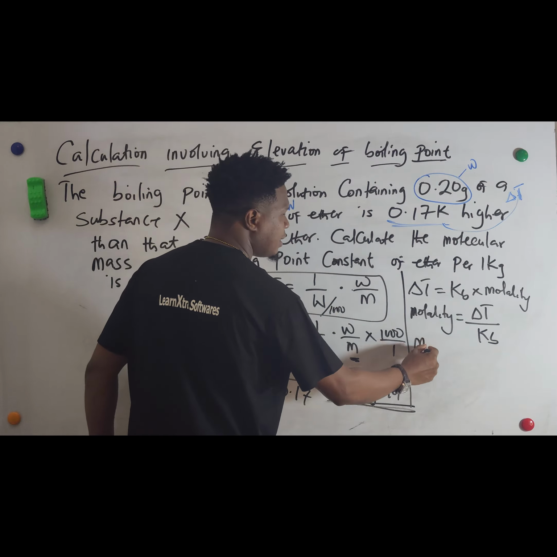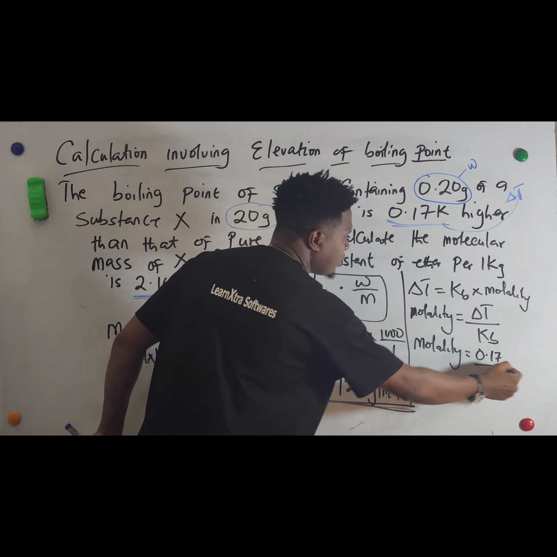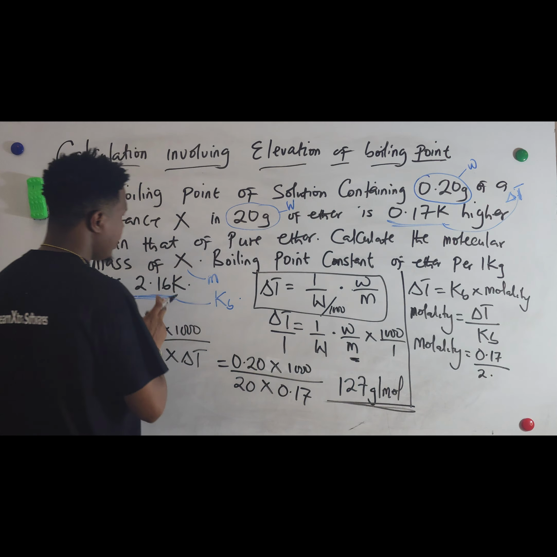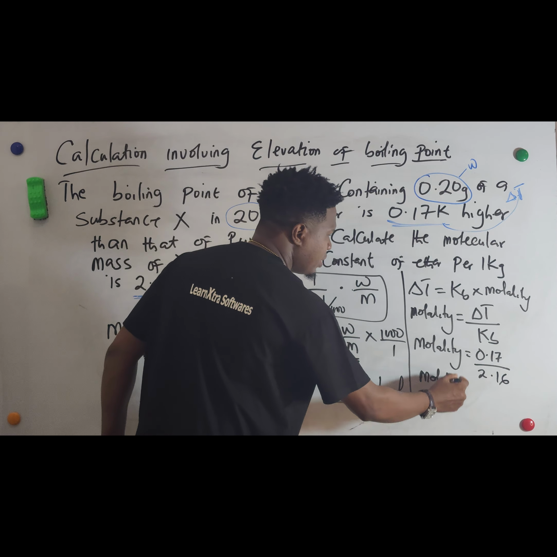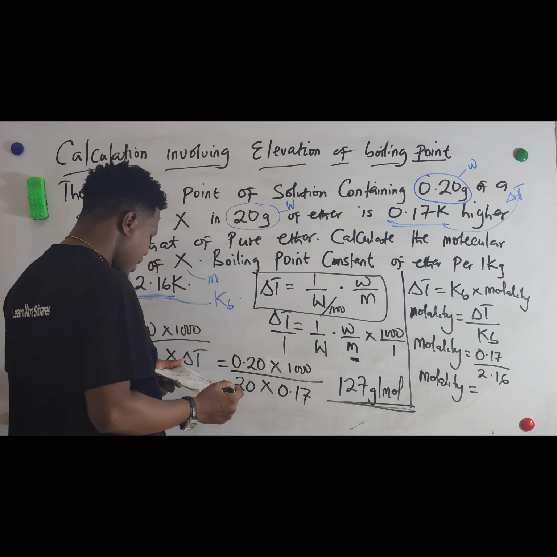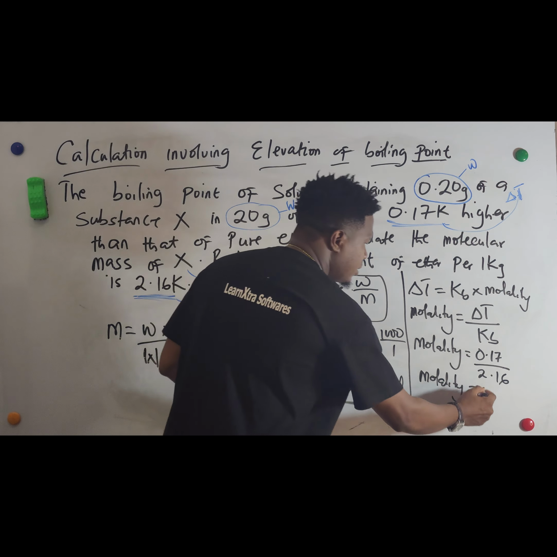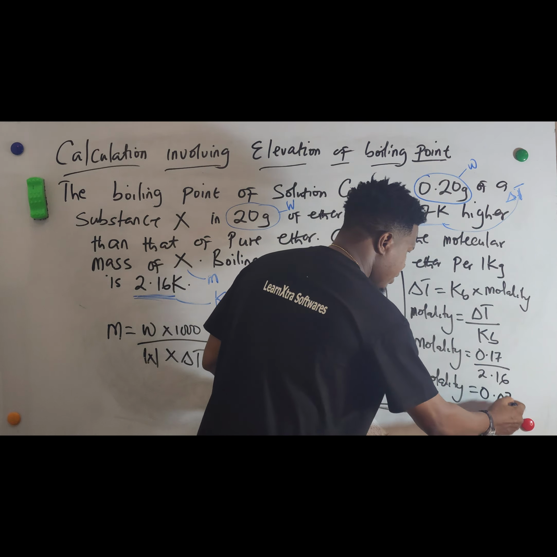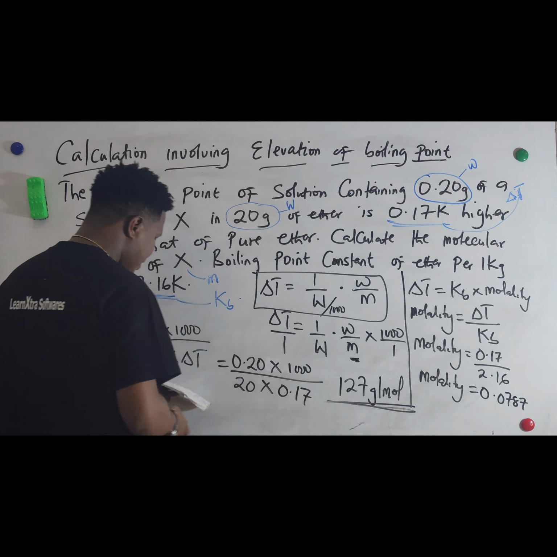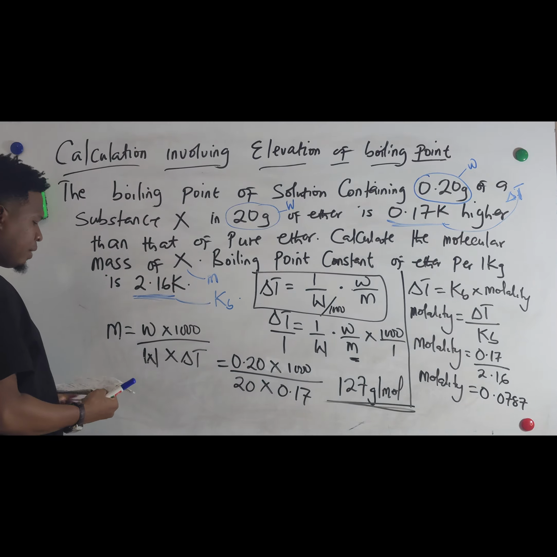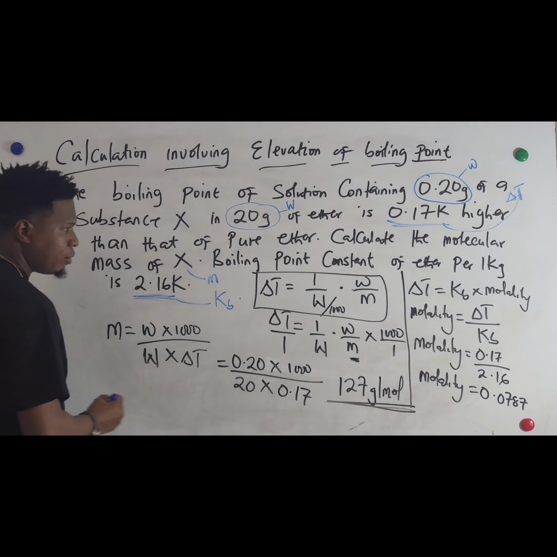Kb. So molality is simply dividing the change in T, which is 0.17, by the Kb, which is 2.16. Okay? So if you do this division, you get the molality. So the molality for this will be 0.0787. Okay? That's the molality. So when you now get the molality, you can now go ahead and find the what? The mole. From the mole, you can get the molar mass.